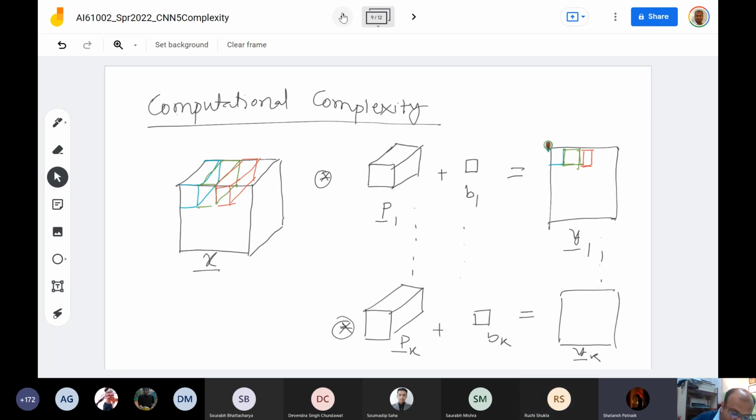In total, how many such blank spots are there? OH into OW. So then it becomes 2CWH into OH into OW. Yes, sir. Now I have K number of kernels. So I'm going to repeat that for K number of times. Okay, sir. Yes, got it.